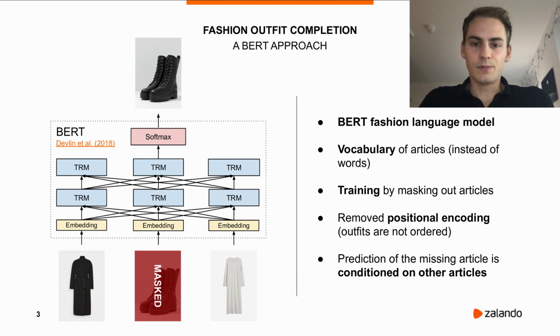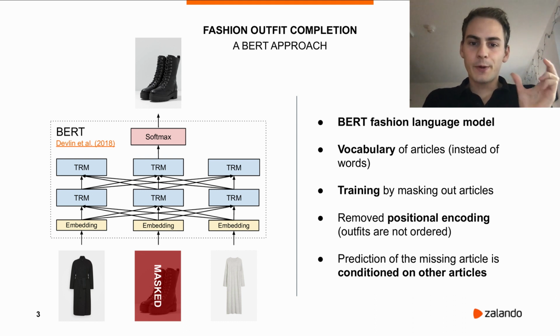There's a little peculiarity to fashion outfits, which is that they don't have an ordering. They can be seen as sets. And since the only way information about the order of the input is injected in the transformer-based models, including BERT, is the positional encoding, we just account for that by removing the positional encoding altogether. So the outfit is being treated as a set.